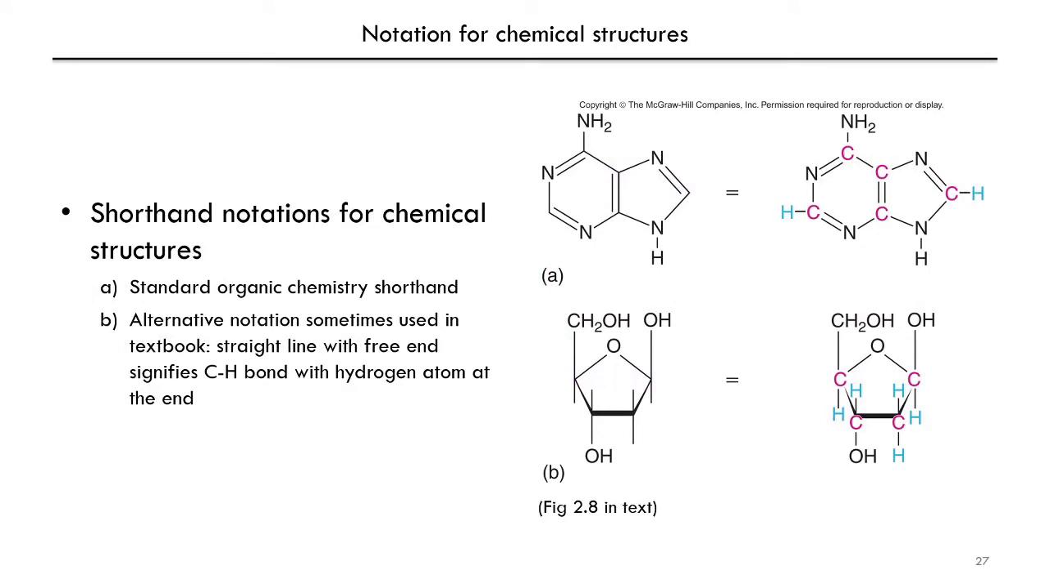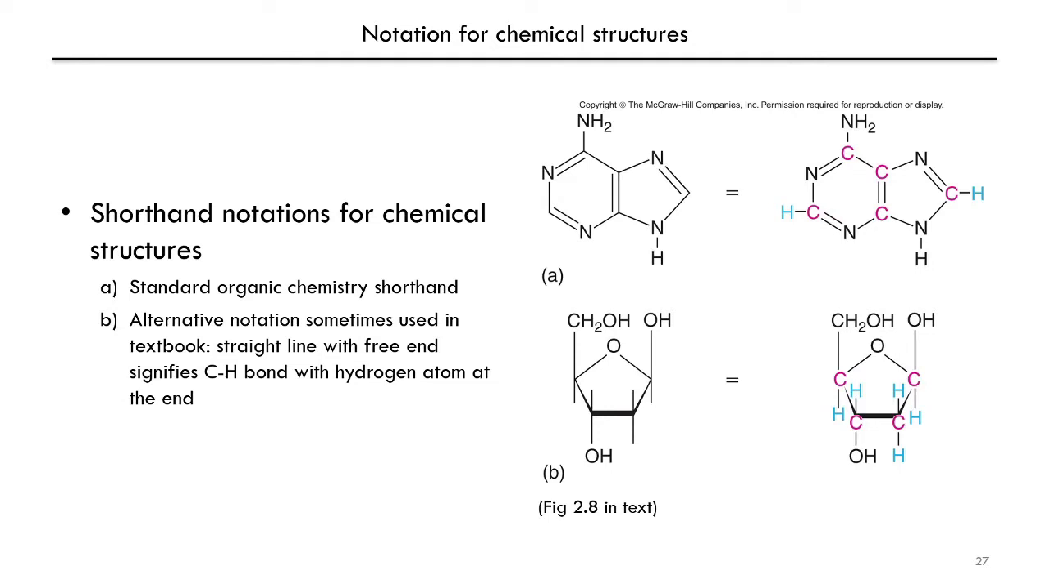Here I'm going to make a brief side note about notation for chemical structures. Your textbook uses 2 shorthand notations for chemical structures. Shown on the top left is the standard organic chemistry shorthand, with the points where lines representing bonds connect being understood to represent carbon atoms and the hydrogen atoms that are attached to them.